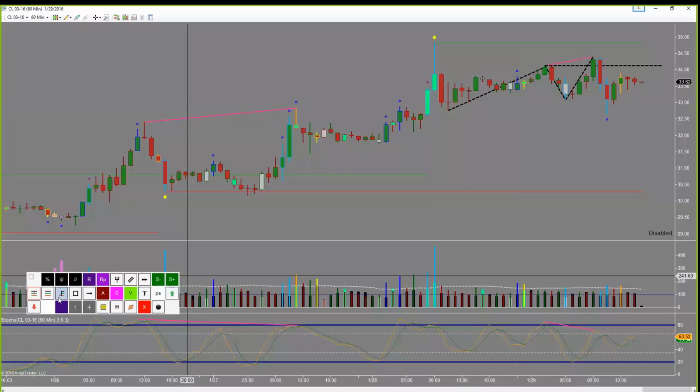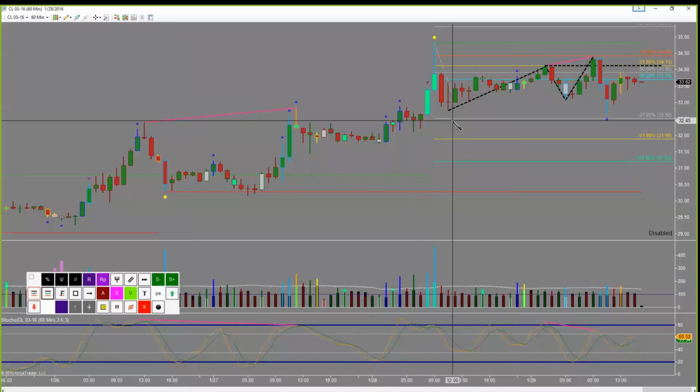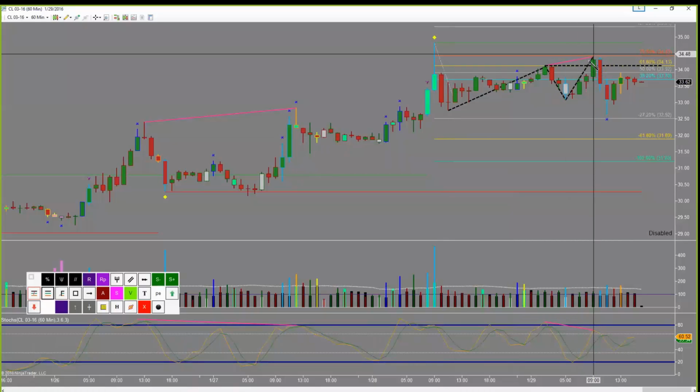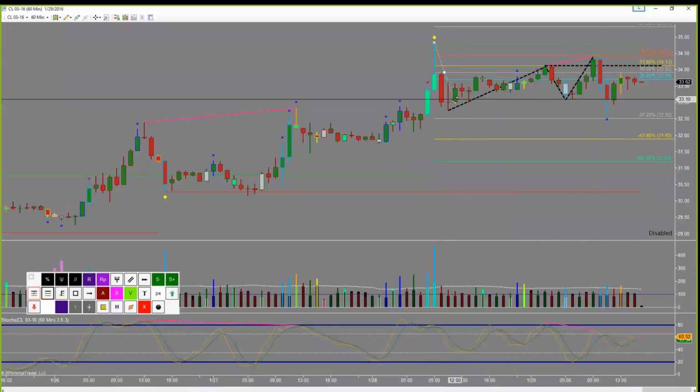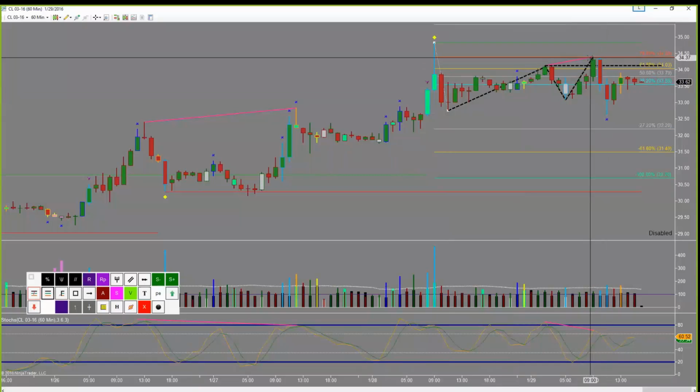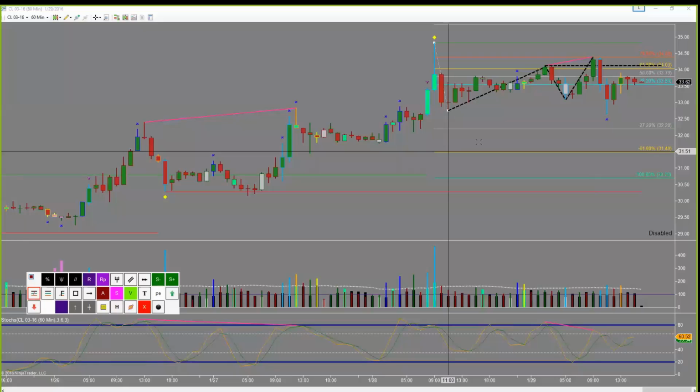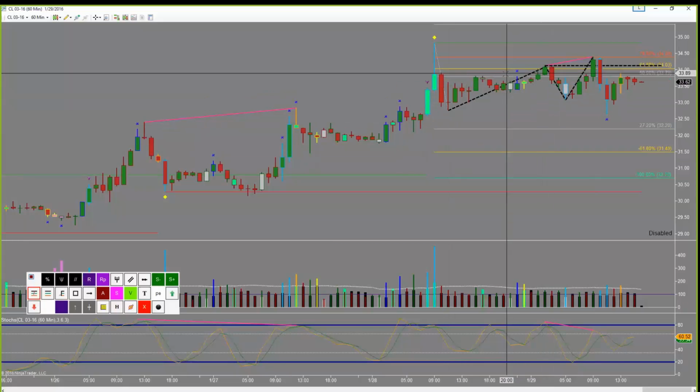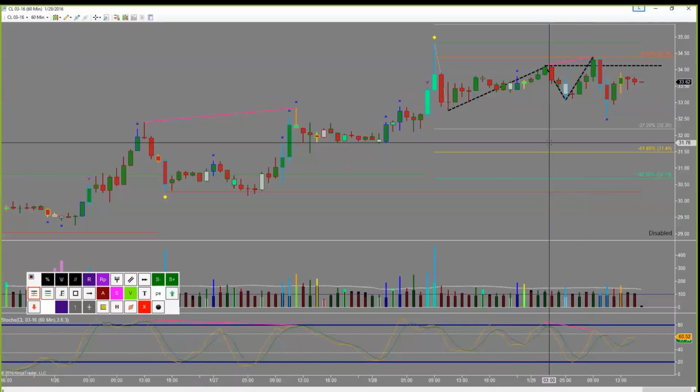Okay, and in this case, I think we retraced about 78.6% of this move. Whoops. 78.6 exactly. And crude oil, for some reason, seems to like that 78.6 for a second wave a little bit more often than it would the 61.8.